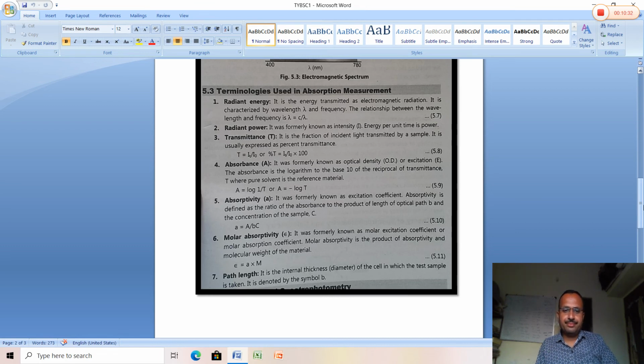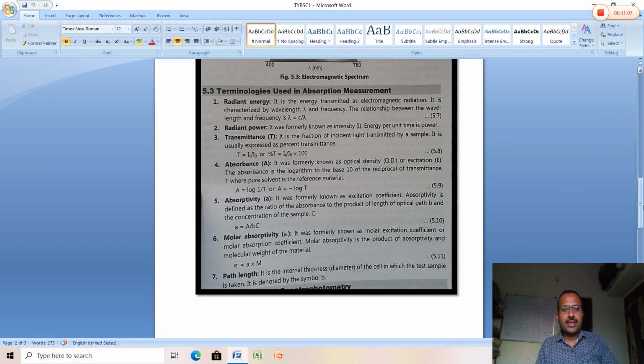Next one is path length. Path length is nothing but the internal thickness, the diameter of the cell in which the test sample is taken. It is denoted by the symbol b. The cell is made up of glass or quartz. So the path length is the diameter of that particular sample cell or reference cell which is taken for the experiment.